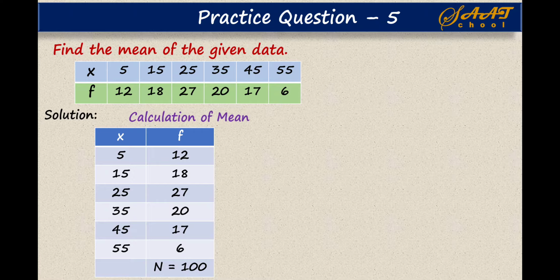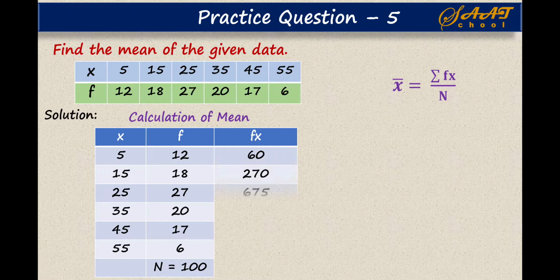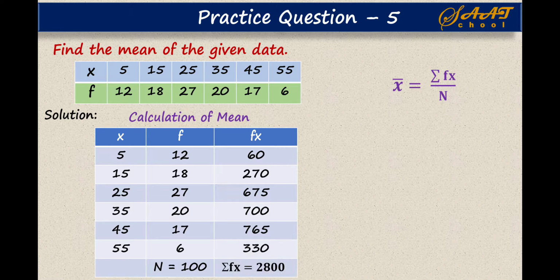To find the mean of this grouped series, we use the formula where mean equals the sum of fx divided by n. So now we have to find one more column, which is fx, and then we get the sum of fx. To get fx, we multiply f and x, meaning we multiply 5 and 12, 15 and 18, 25 and 27, 35 and 20, 45 and 17, 55 and 6. Finally, we get the sum of fx, which is 2800 in this case.